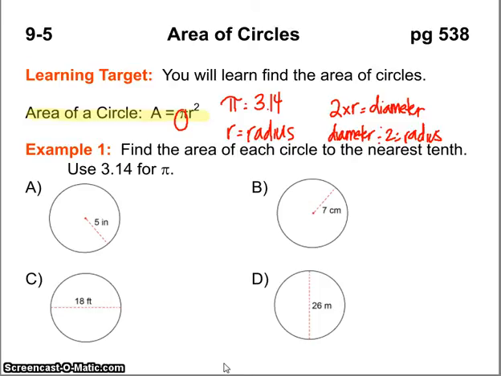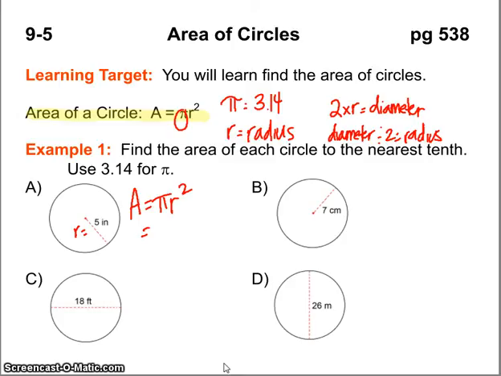So looking at example 1, we are going to take our formula and apply it to these different circles. Letter A, keep in mind we are given the radius in this case. Okay, r is 5 inches. So let's remember our formula for area of a circle is A equals pi times r squared. Remember, r squared means r multiplied 2 times.